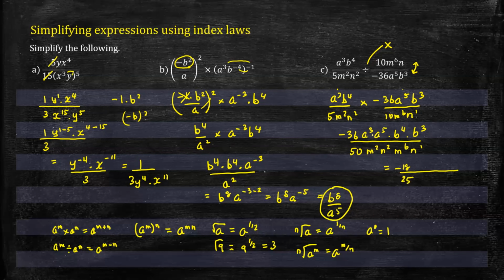We have a^3, a^5, so that would be a^8. Add the powers. b^4 times b cubed, so we add the power, b^7. We have m squared, m^6, so that would be m^8. And n squared, n^1, so that's n cubed.